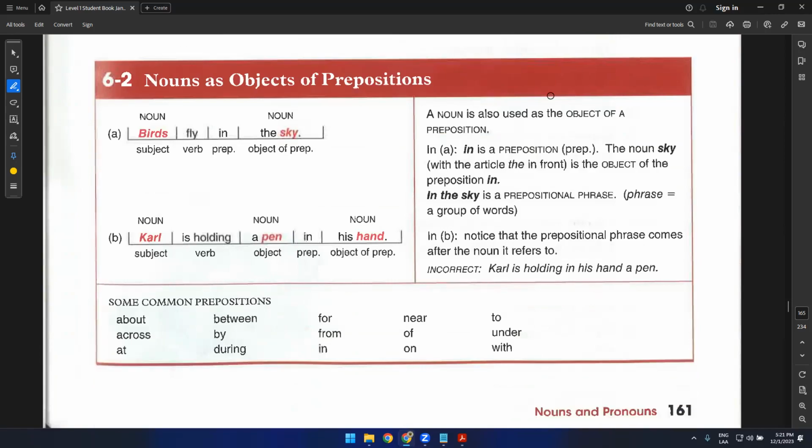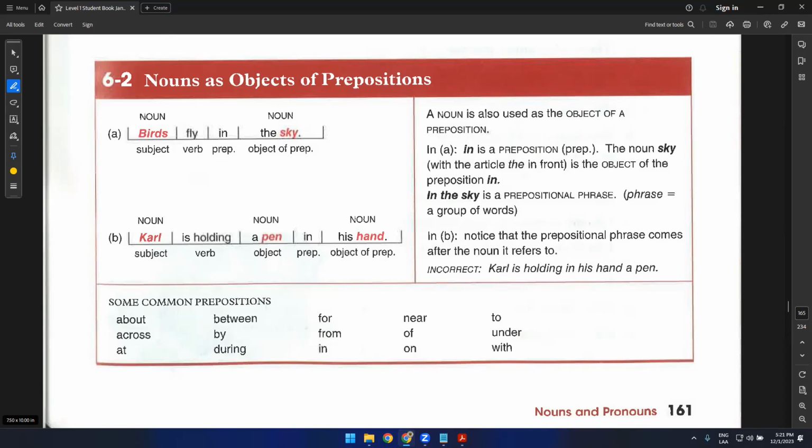Okay, so table 6.2 says nouns as objects of preposition. We have already talked about this a little bit, Nelson and I. So we're going to revisit this topic and go from there.